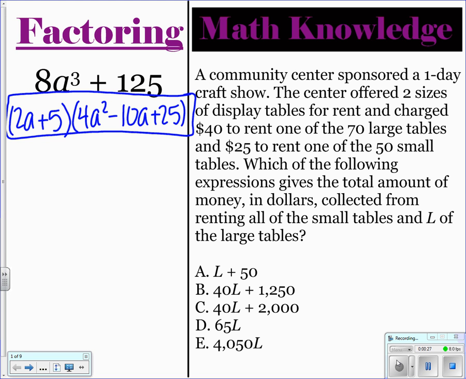For the math knowledge question, we've got tables that are $40 for large ones and $25 for small ones. So we want to know how much is it to rent all the small ones. Well, they're $25 and we've got 50 of them. And then L of the large ones. Well, that's $40 times L. 25 times 50 is 1,250, and then plus 40L, that's going to give you B for your answer.